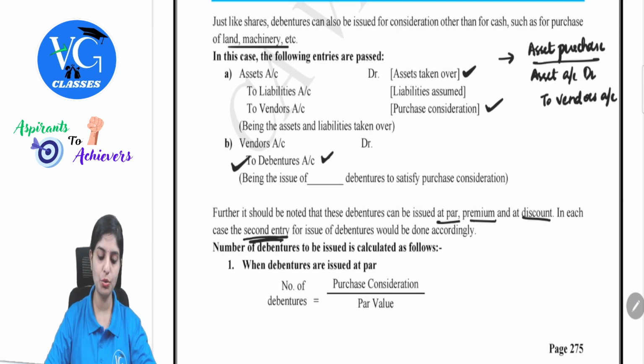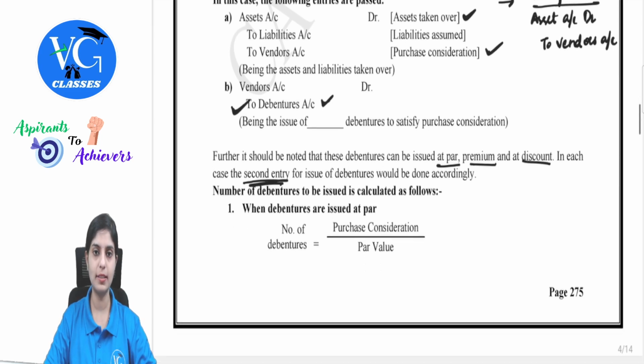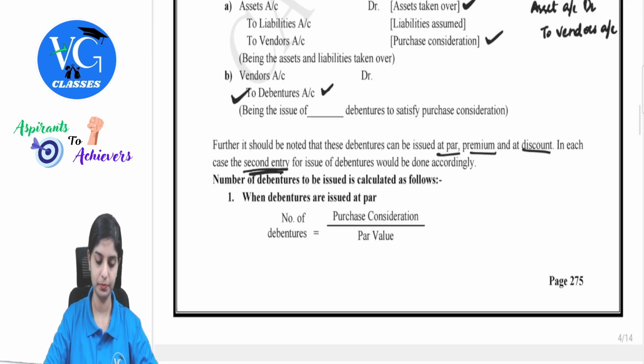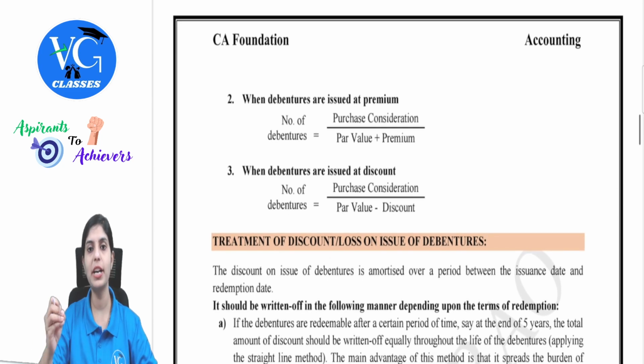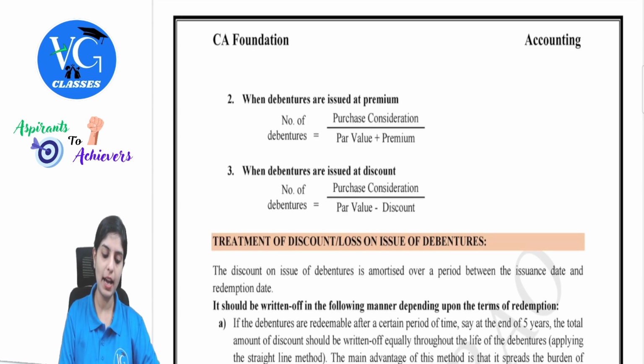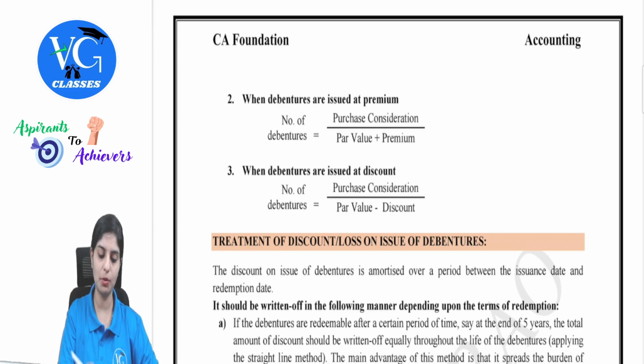When the debentures are issued at par, your first point would be to find out the number of debentures. How do we get that? Purchase consideration, that is whatever we are supposed to pay, divided by par value. When the debentures are issued at premium, purchase consideration divided by issue price, that is par value plus premium. And again, when the debentures are issued at discount, purchase consideration divided by par value minus discount, because this will be subtracted.